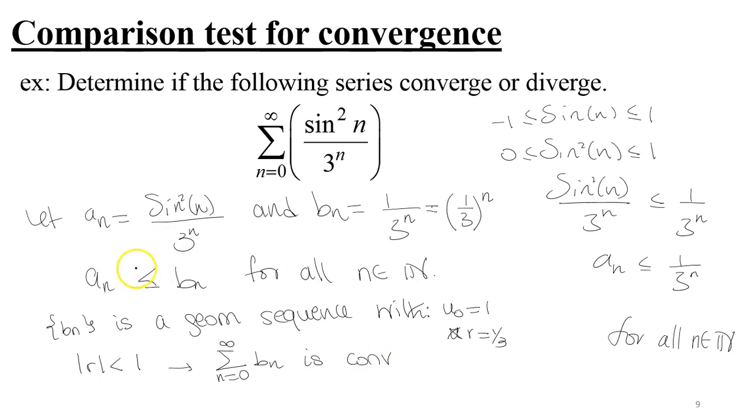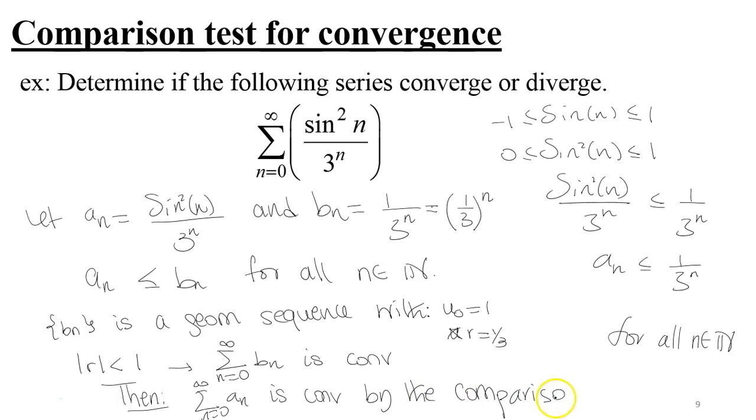So we have that an is smaller than bn with the sum of the bn's convergent. Then we deduce that the sum, when n goes from 0 to infinity, of the an's is convergent, and we have to mention that we deduce this by the comparison test.